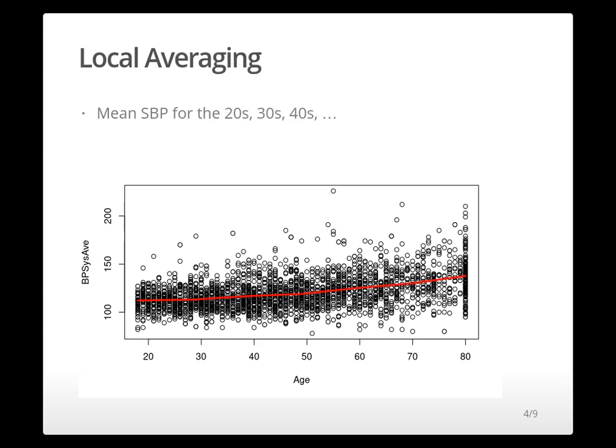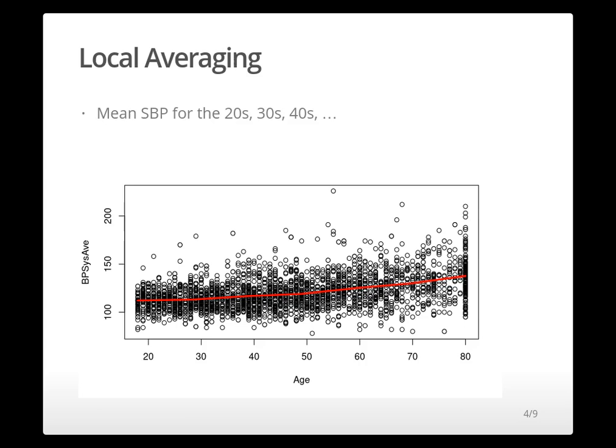Then the next step may be local averaging. In this figure, the red broken line was drawn by linking 7 points, each of which indicates the mean value of systolic blood pressure for a 10-year age group. The left end of the red line indicates that the average systolic blood pressure for those in the 20s is between 112 and 113, and then the average blood pressure tends to increase with age up to about 137 for the age group 70 to 80.